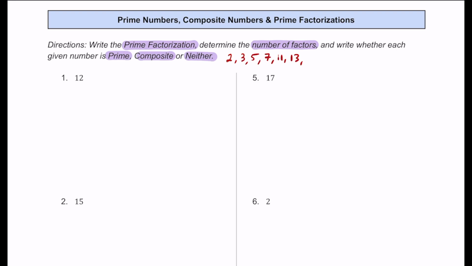And just a reminder, the first few prime numbers are going to be 2, 3, 5, 7, 11, 13, 17, 19, and 23. While there's definitely more prime numbers after that, these are going to be the main ones that we're going to use in our prime factorizations. They're the most common.